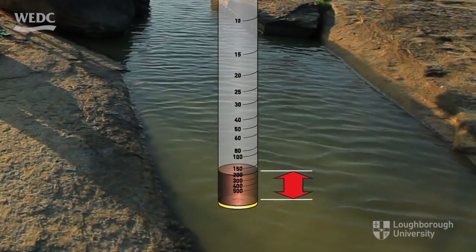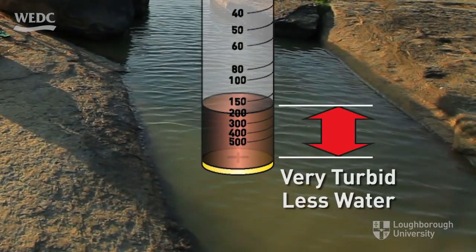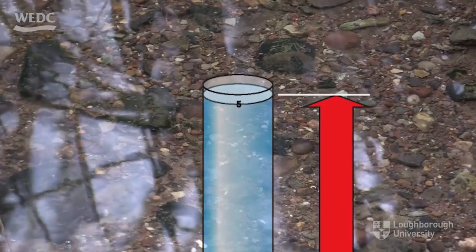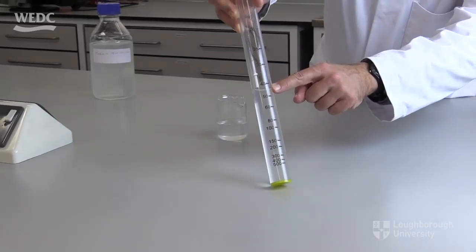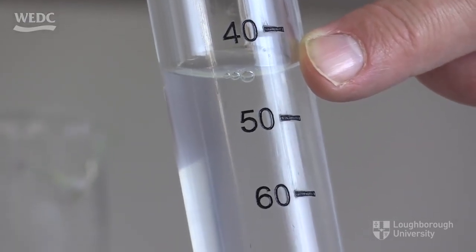If the water is very turbid, the depth of the water column inside the tube will be much shorter than if the water has low turbidity. In this example, we have a high turbidity reading of between 40 and 50 NTU.